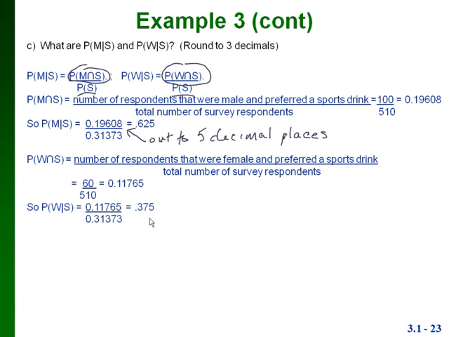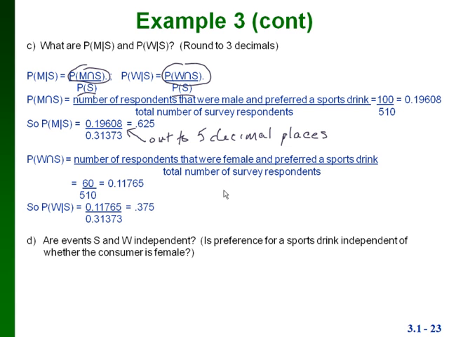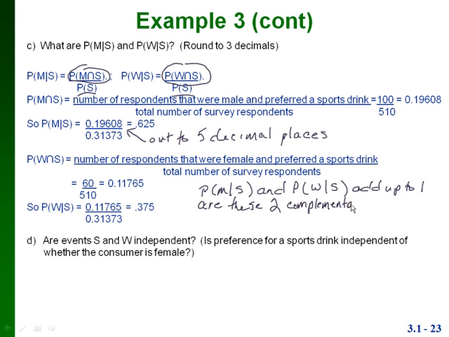Notice that P of M given S and P of W given S add up to 1. If we think about it, are those two events complementary? So in other words, if we already know that the respondent that we're looking at had said they preferred a sports drink, are the M and the W complementary? And the answer is yes, because again, if we were just looking at those that said they preferred a sports drink, there are only 2 choices for their gender, either male or female.